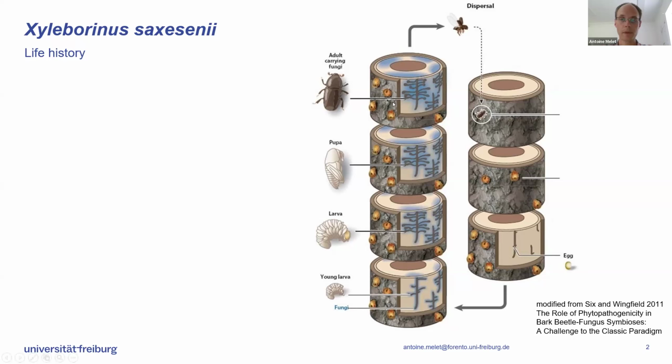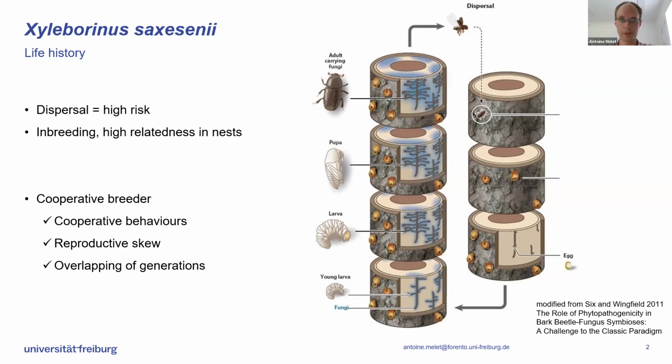And the dispersal and the foundation of a new nest is the most critical step in the life cycle. There is a high failure rate. But once the larvae hatch, the nest is almost guaranteed to produce adults of the next generation. So the combination of a highly risky dispersal and the high relatedness within the nests set the stage for cooperation and altruism that we indeed observe.